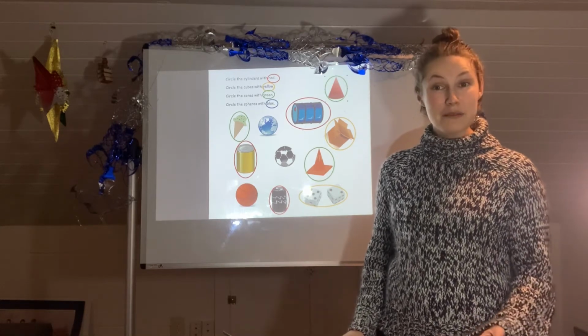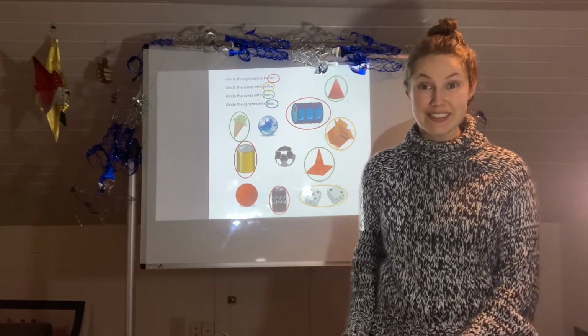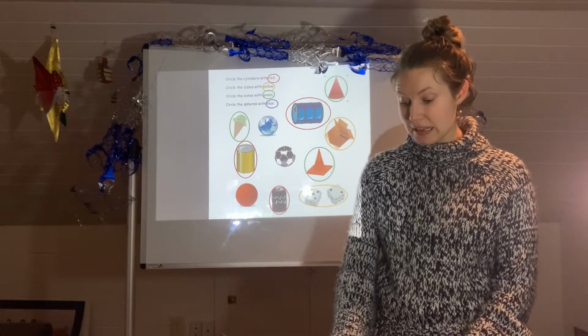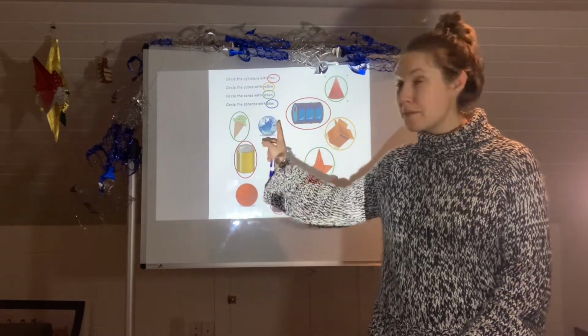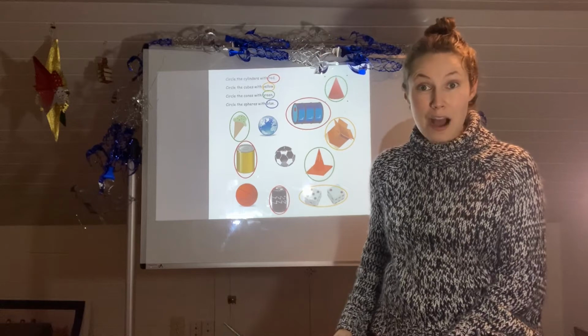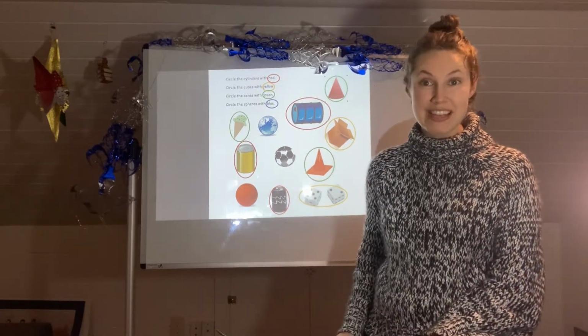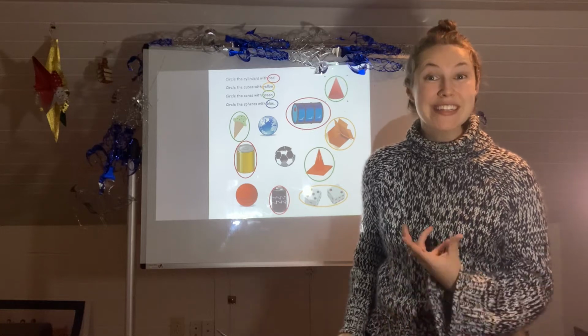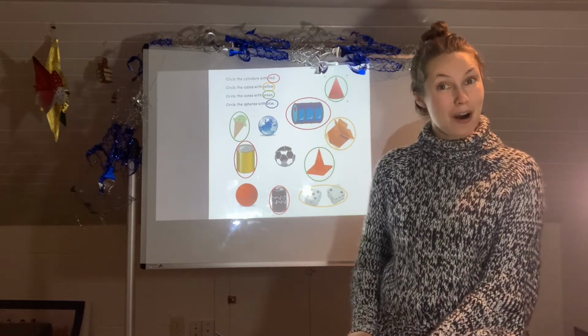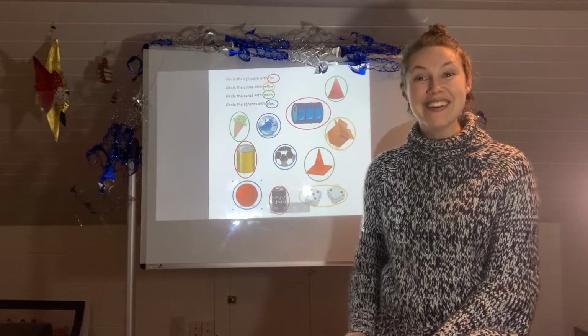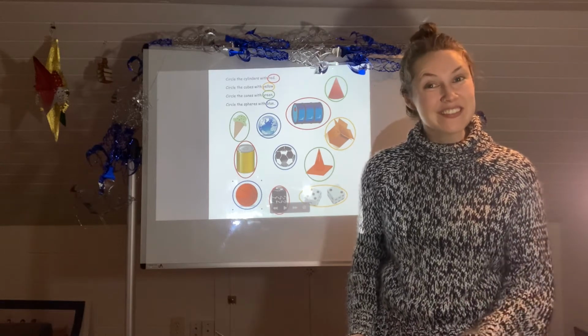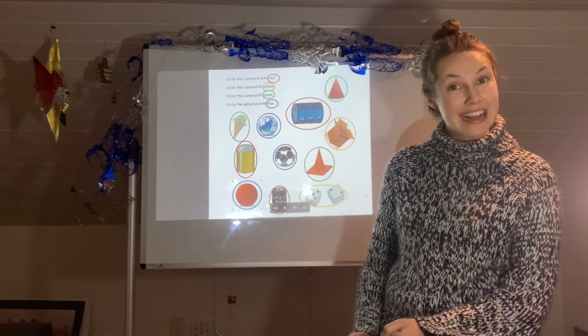Now the last thing we're looking for is spheres. Now I noticed that my basketball, my soccer ball, and my globe all are round. They could roll in every direction. They don't have any flat faces. So they are all spheres. So I can circle them all blue. All right, great job identifying our different shapes. Let's look at our next page.